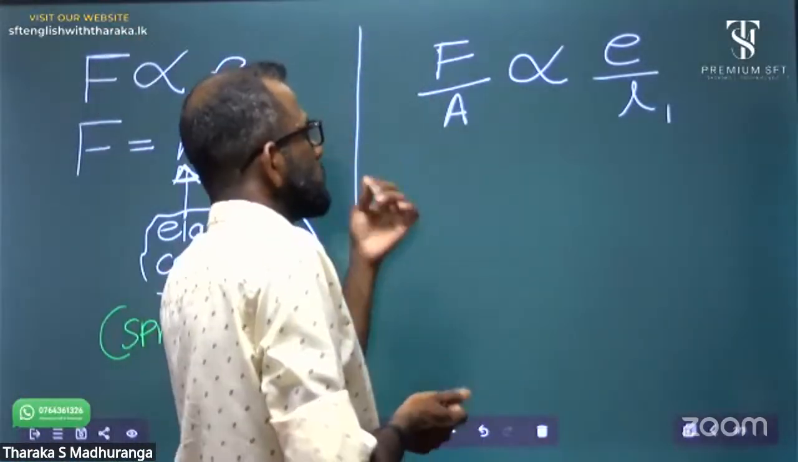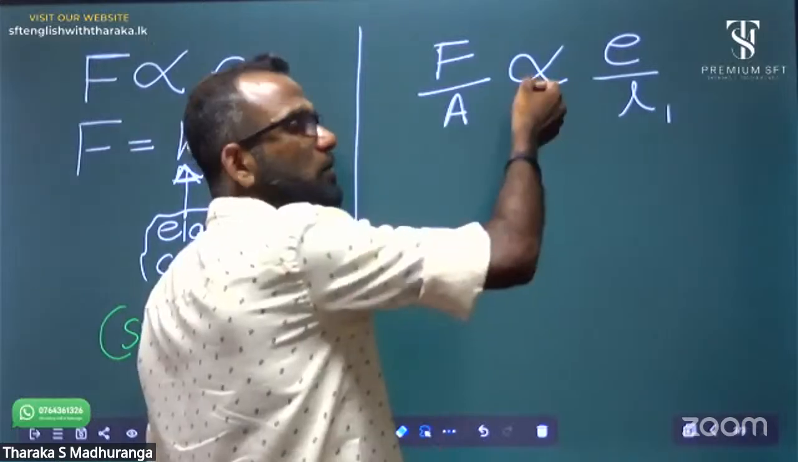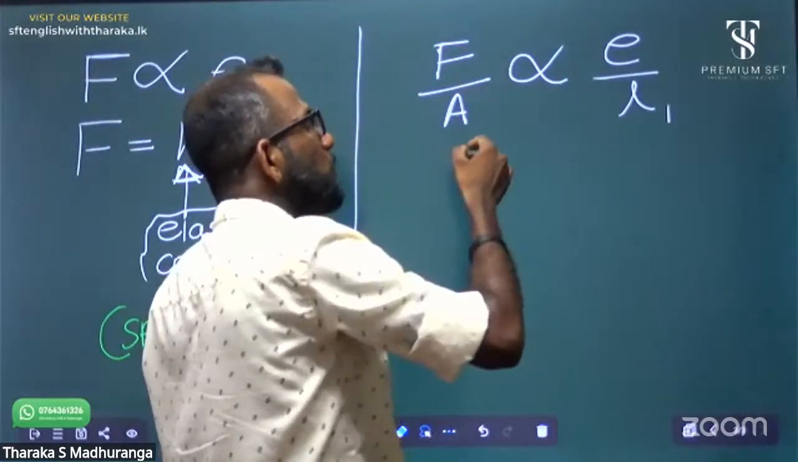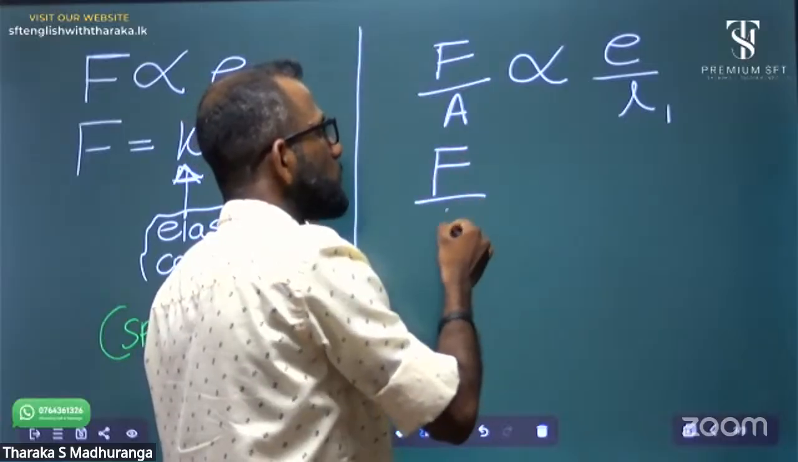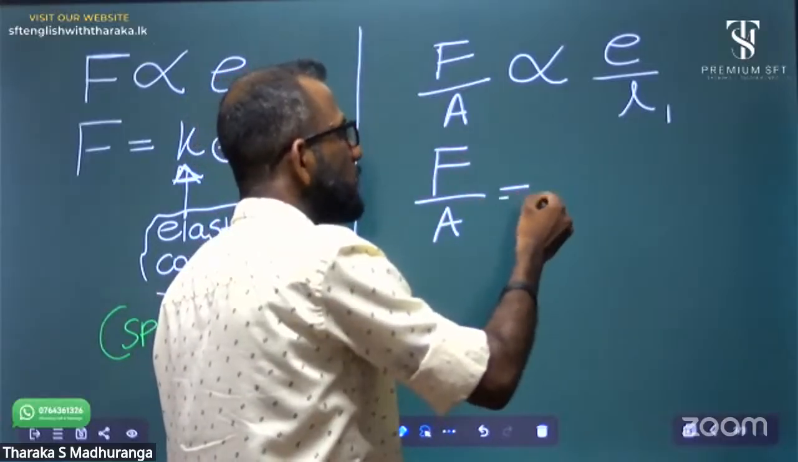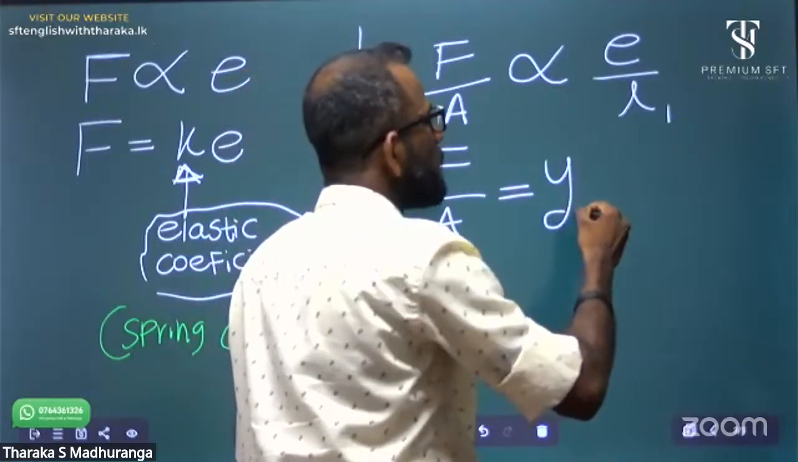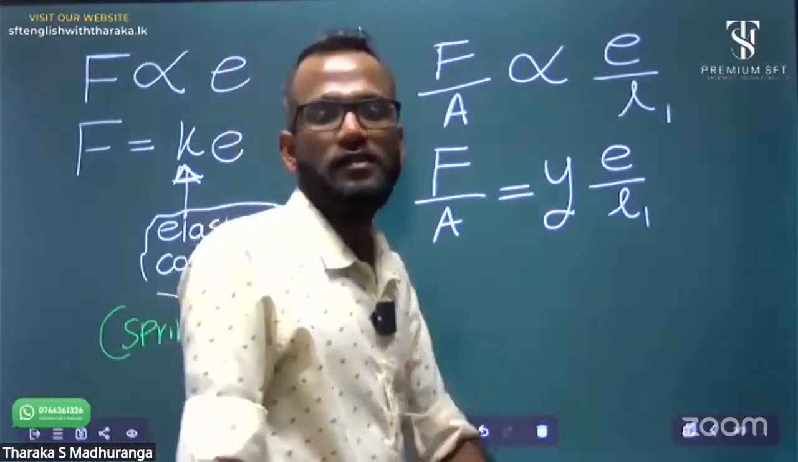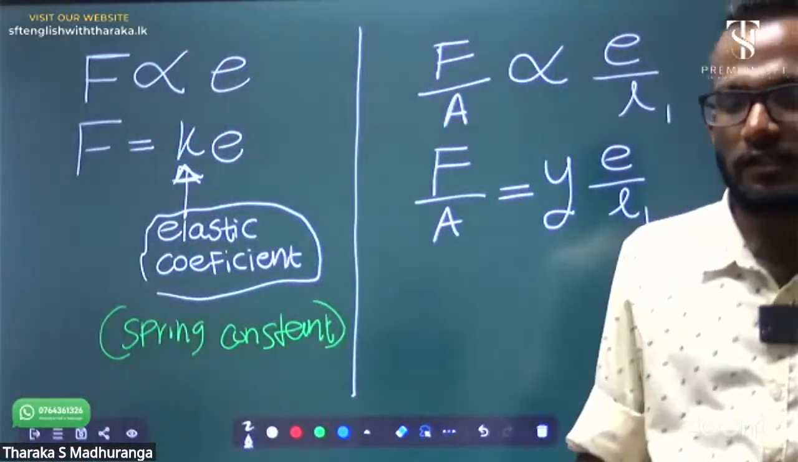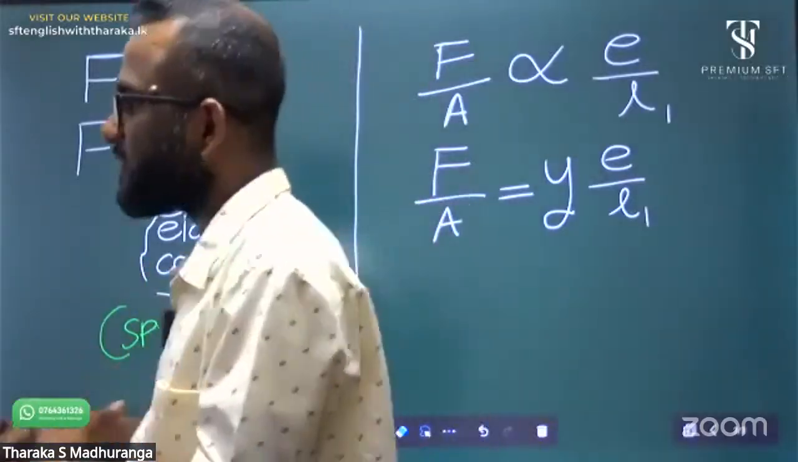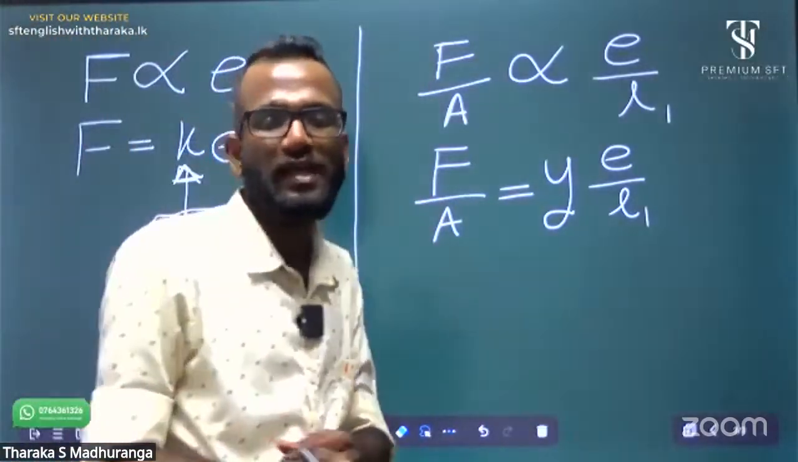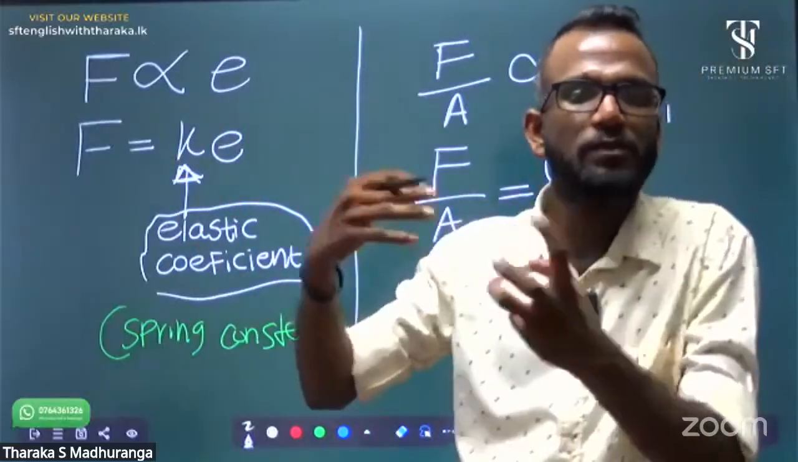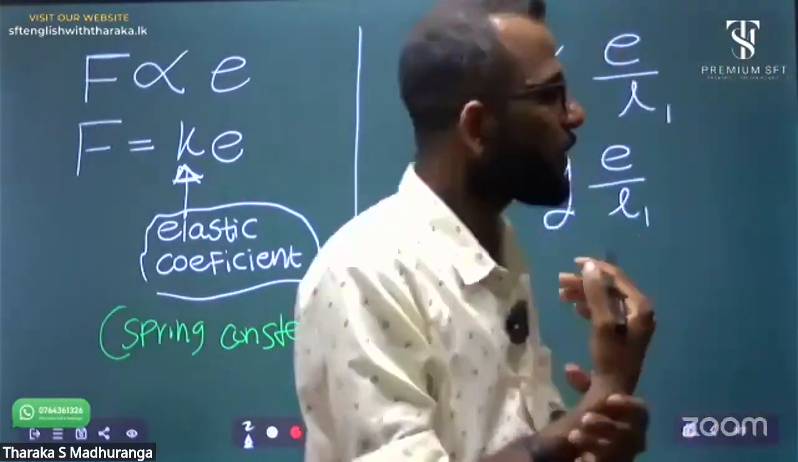Now, it is directly proportional. To remove this proportional mark, I have to add a constant that we call Young's modulus. This constant is Young's modulus, same as the spring constant. Young's modulus is a factor dependent on the material type. From material to material, the Young's modulus value will change.